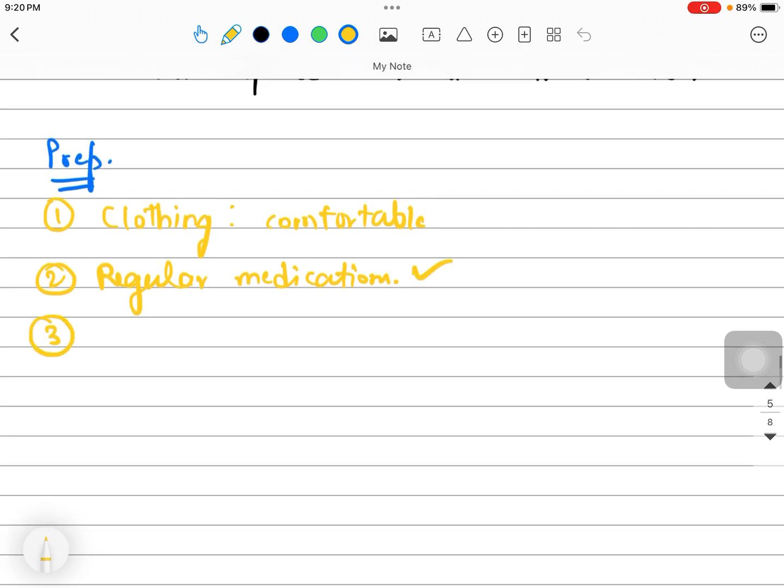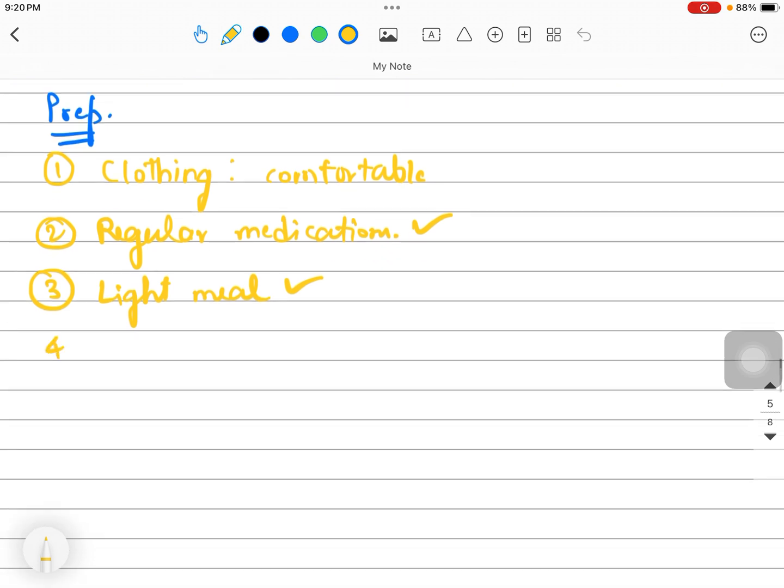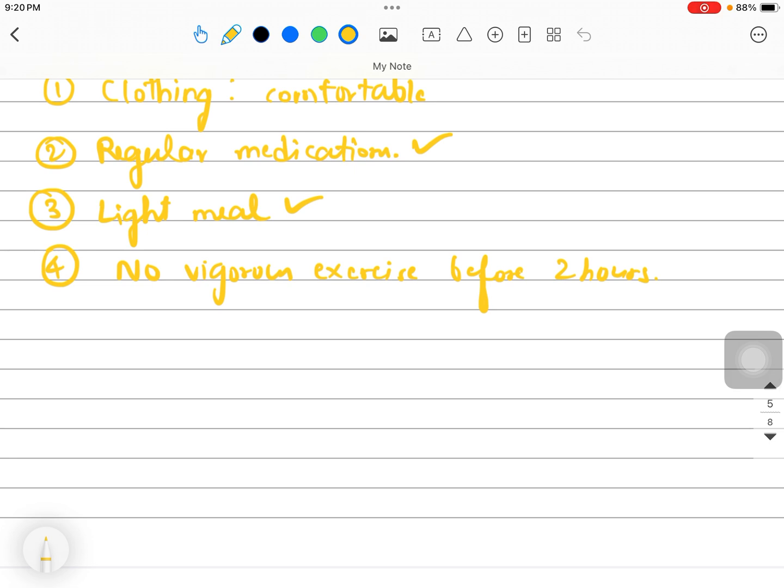Third point, the patient may have a light meal, that is also fine for us, no problem with that. Okay, and fourth point, the patient should not have exercise. So no vigorous exercise before 2 hours of this procedure. Okay, these are some points which we need to keep in our mind.